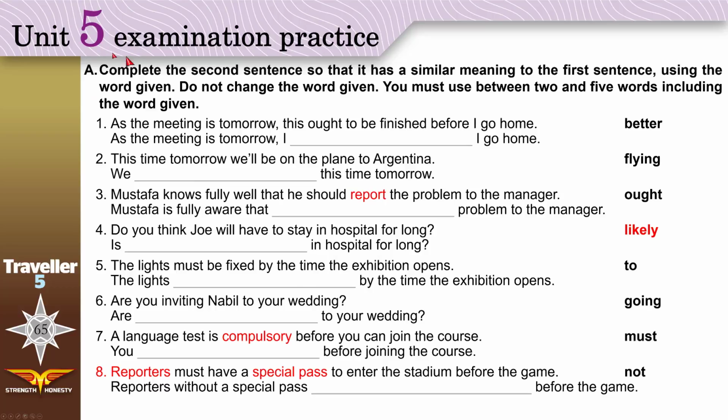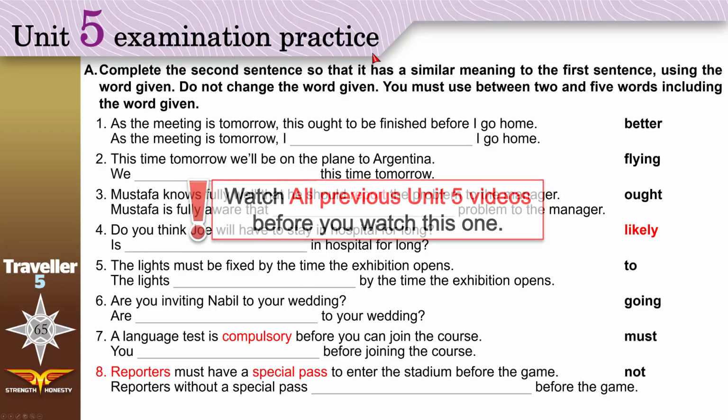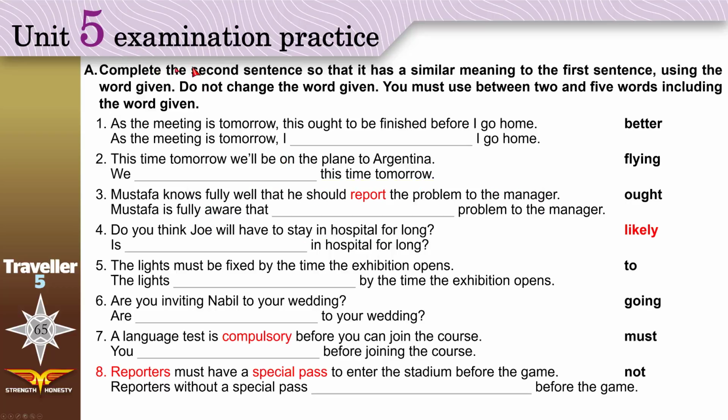Unit 5 Examination Practice. If you haven't watched the previous videos of Unit 5, do that before you continue. Complete the second sentence so that it has a similar meaning, almost the same meaning to the first sentence, using the word given. Do not change the word given. These words, do not change them. You must use between 2 and 5 words, including the word given.